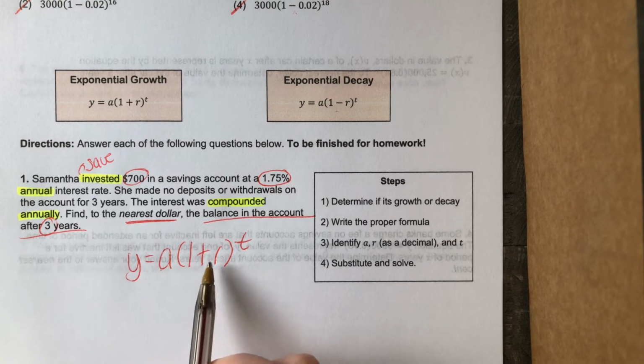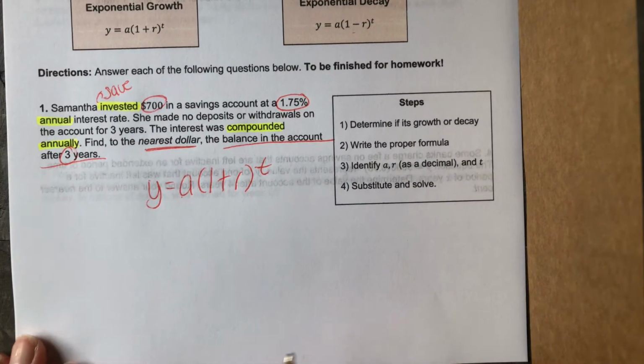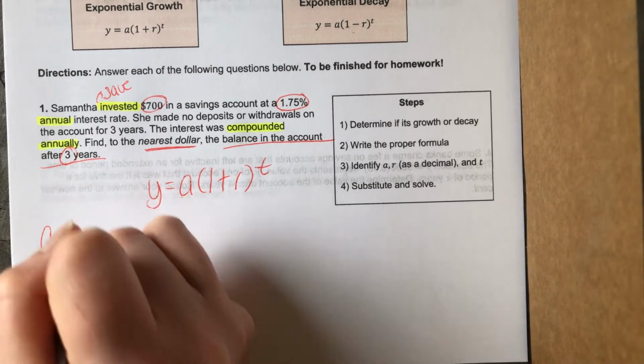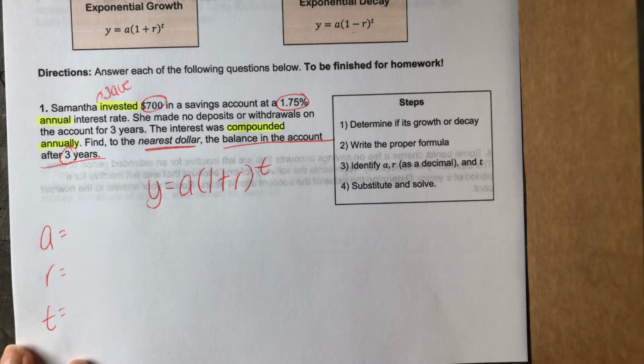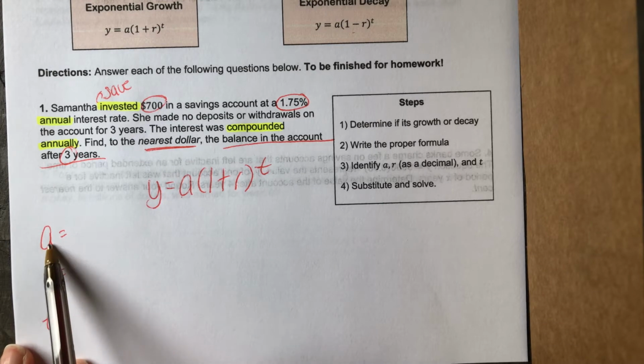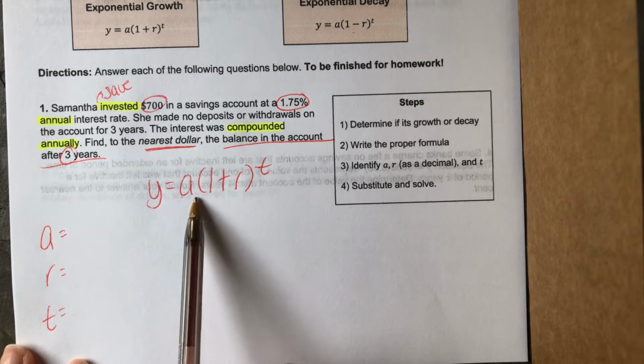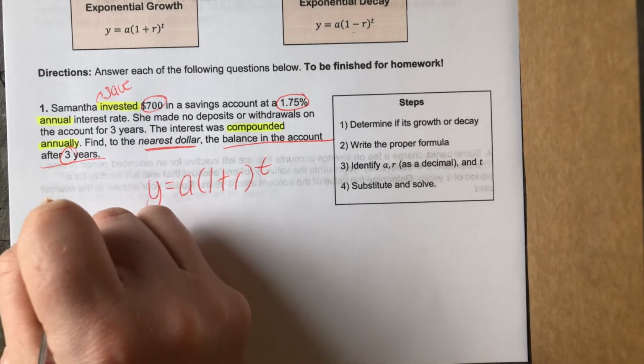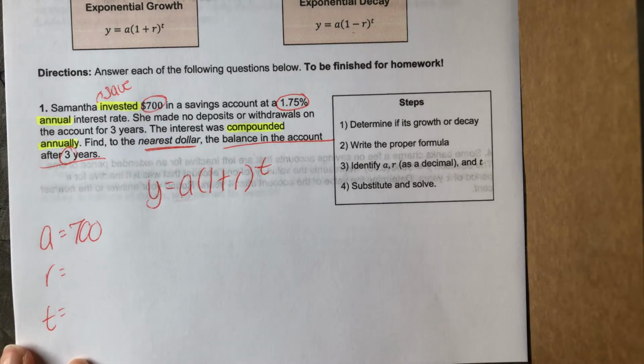I'm going to write these 3 variables on the side because I know that's what I'm plugging in for: a, r, and t. And then I'm going to try to just set myself up here to go. I know A is the number I'm starting with. It's the beginning value. So I'm starting with $700. That's how much she originally put in.